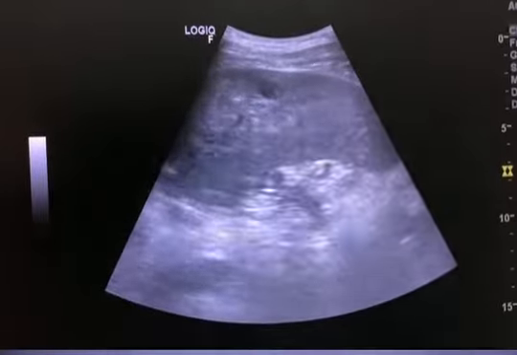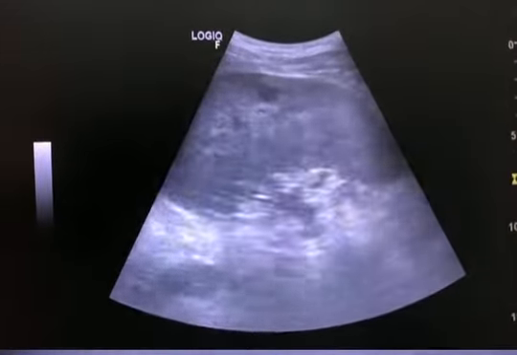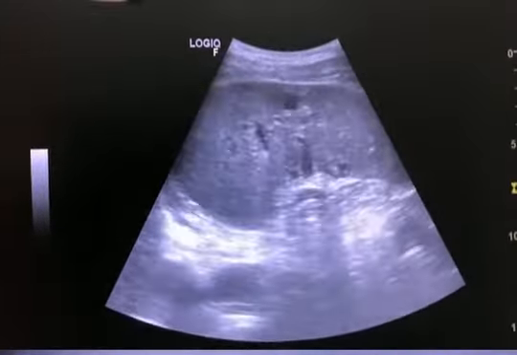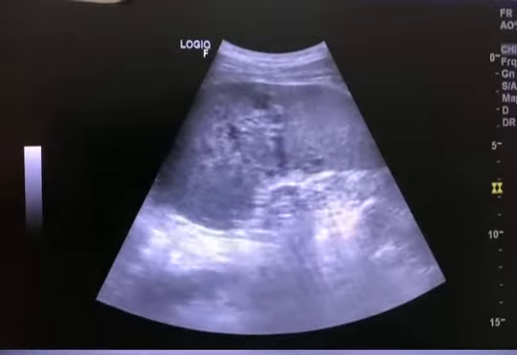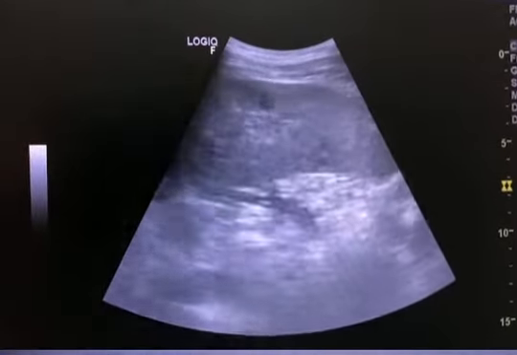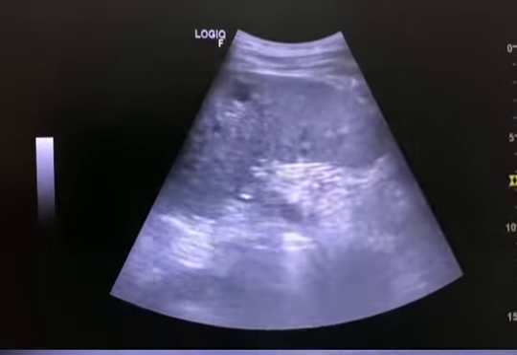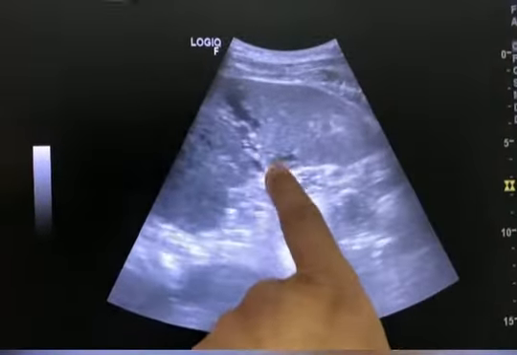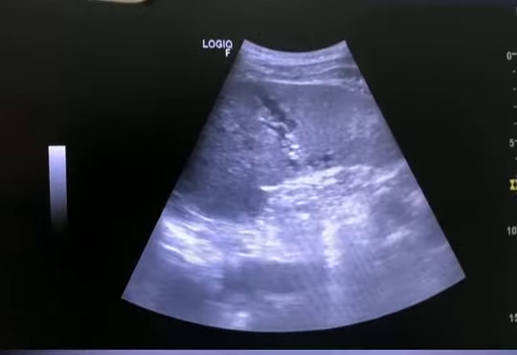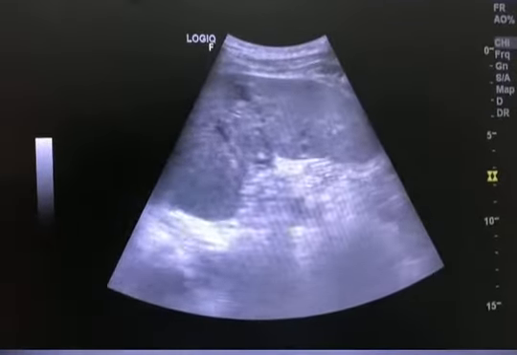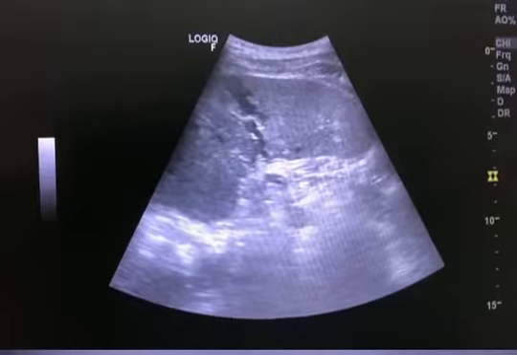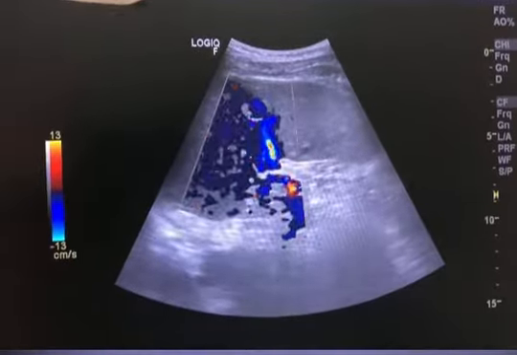Showing pain in the right hypochondrium and left side of abdomen, left hypochondrium. The patient has been alcoholic for 20-25 years, and this is the spleen, which is showing dilatation of the vessels inside the parenchyma due to portal hypertension.